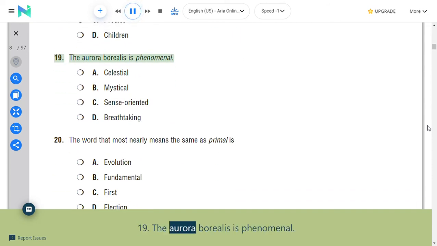19. The aurora borealis is phenomenal. A. Celestial. B. Mystical. C. Sense-oriented. D. Breathtaking.